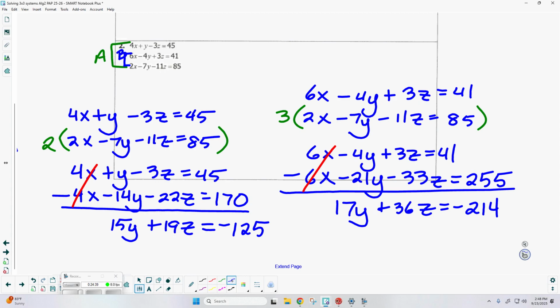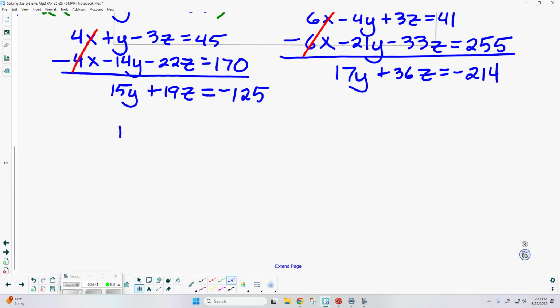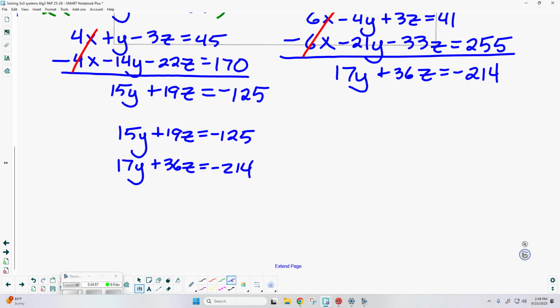Okay, let's put them together. So 15y plus 19z is equal to a negative 125. 17y plus 36z is equal to a negative 214. So what would you like to eliminate now? The y's or the z's? Want to get rid of the y's?